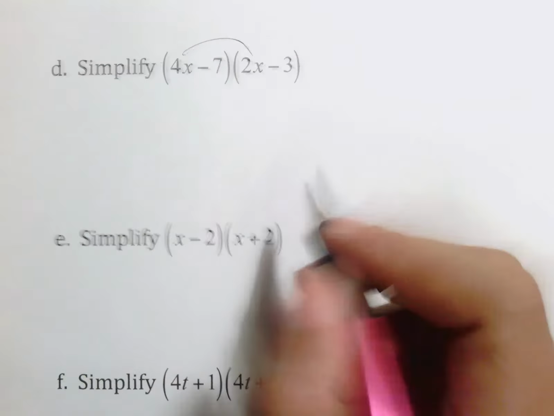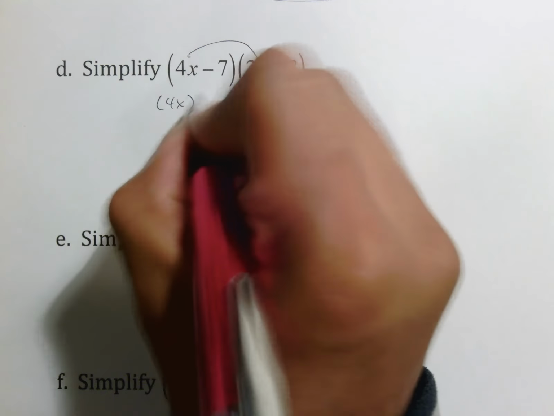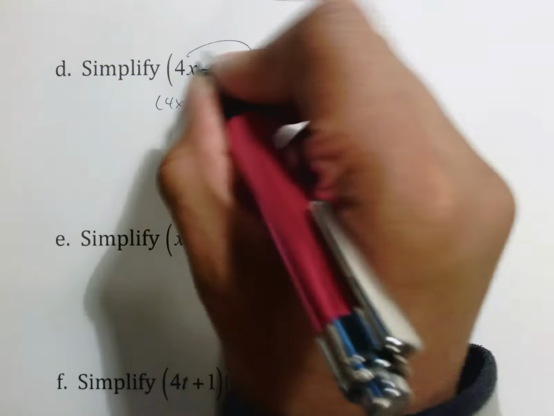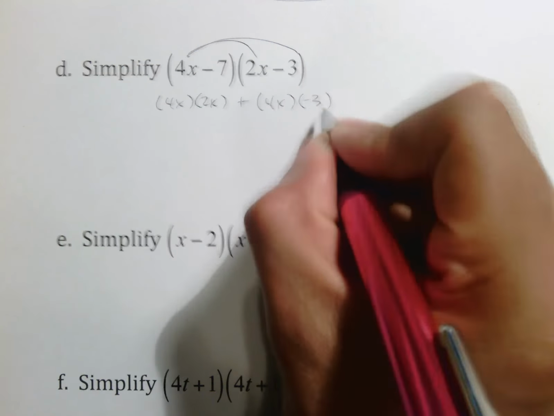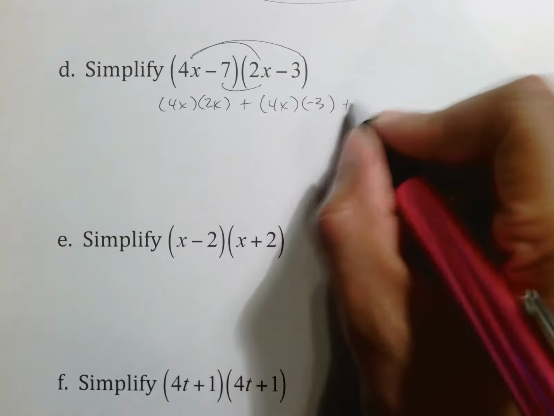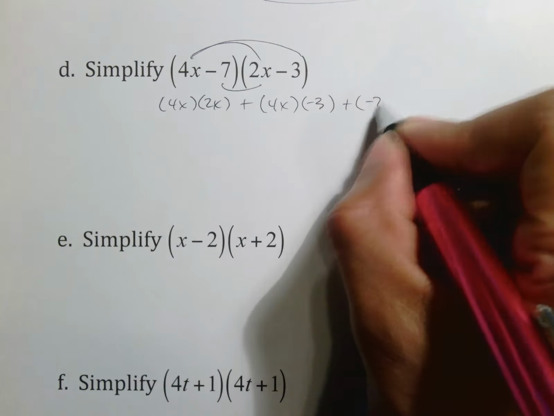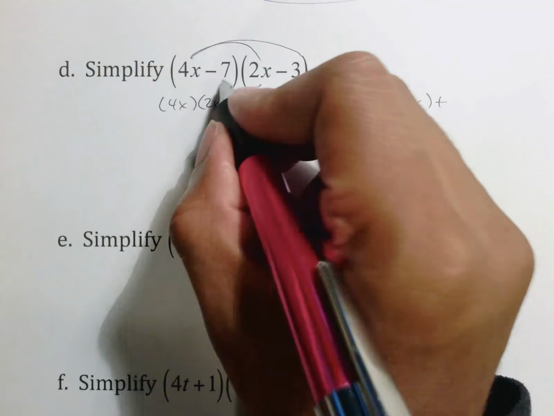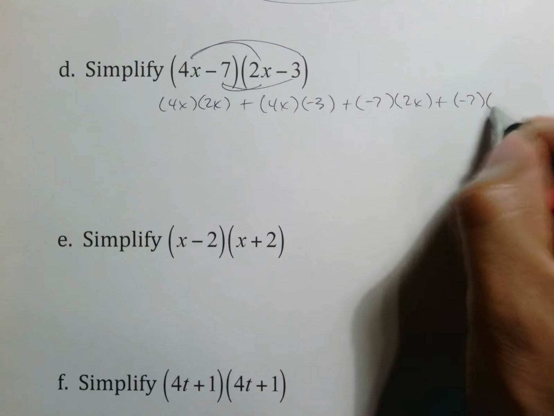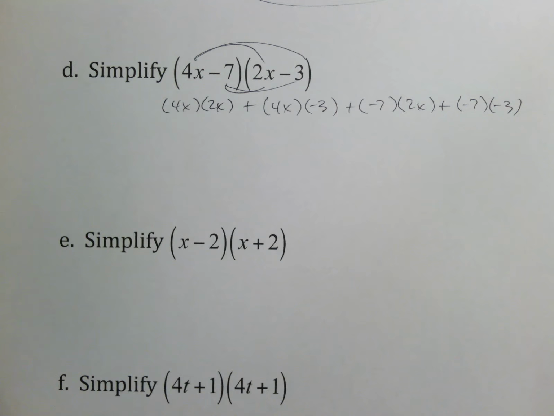D, 4x meets 2x. And, because there's another handshake, put a plus. 4x meets negative 3. And, be careful here, negative 7 meets 2x. And negative 7 meets negative 3. I think I'm still on the screen. Yes, I am.